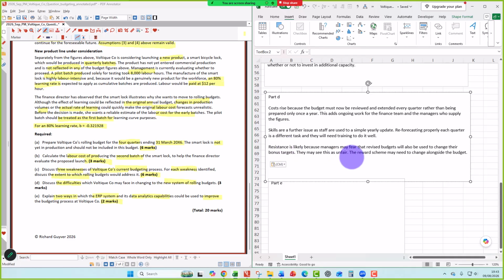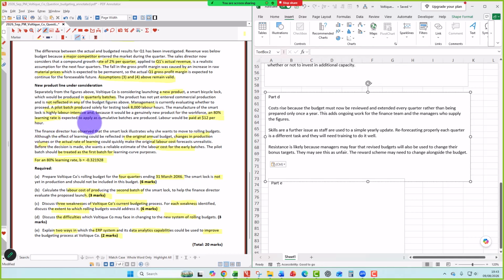And then the other great one you can almost always put when you've got a change is resistance. In general, people don't like change. So you can talk about resistance because of that element. But here we've actually got a bit more specificity that we can incorporate. And we've seen about the managers and their bonus. Well, maybe they think this is going to be a way to take that bonus away from them or make it harder for them to achieve bonus. So you could get some resistance because of that. And I've just put a small recommendation. Maybe the reward scheme will need to change alongside a change in budget.